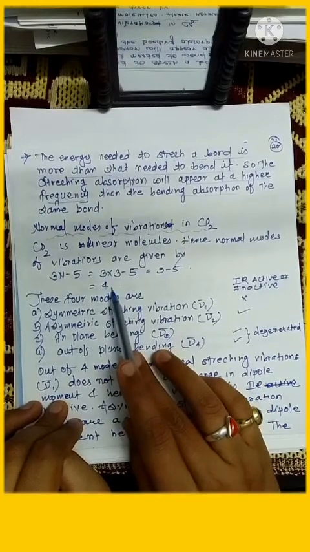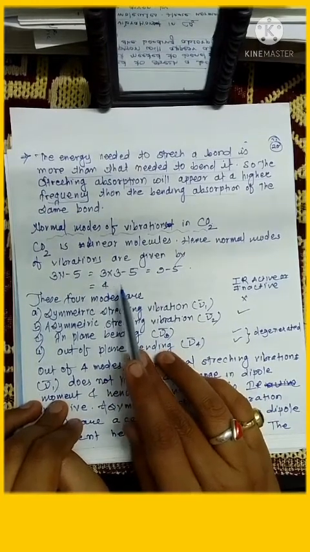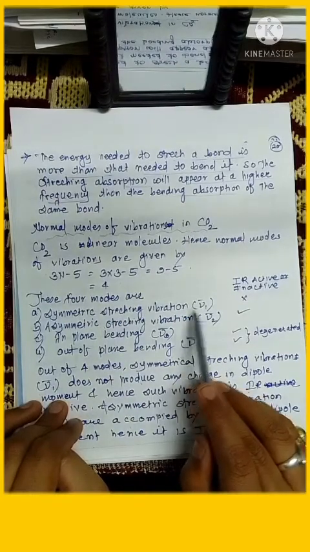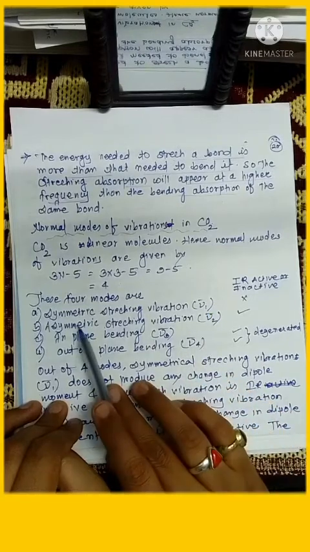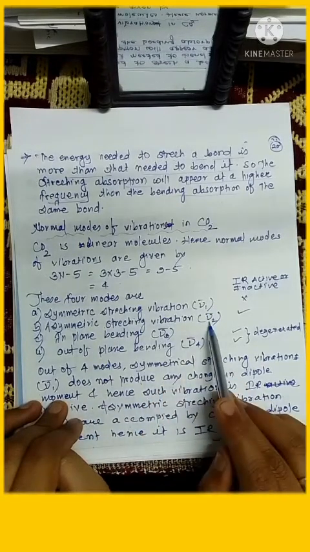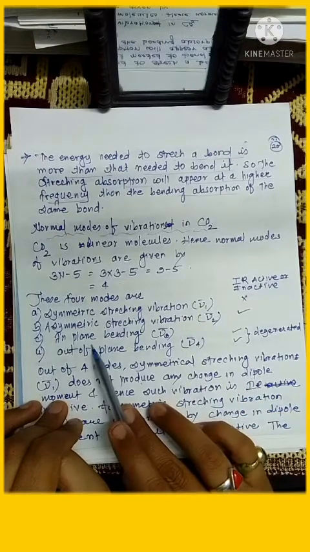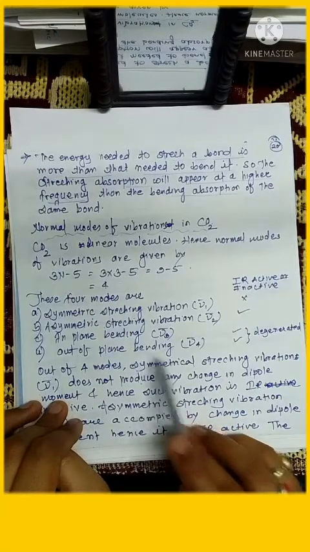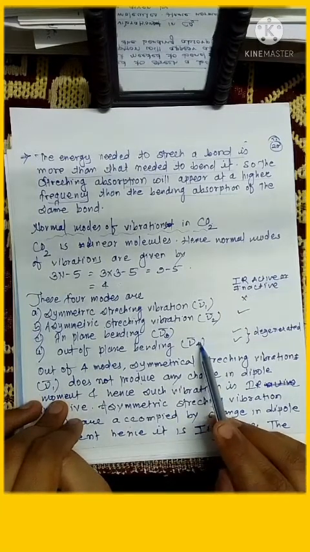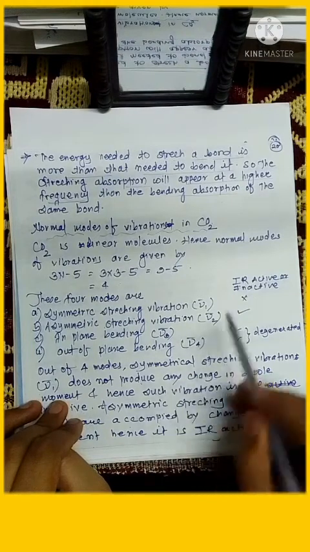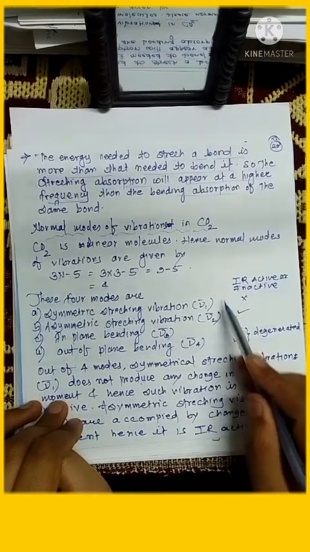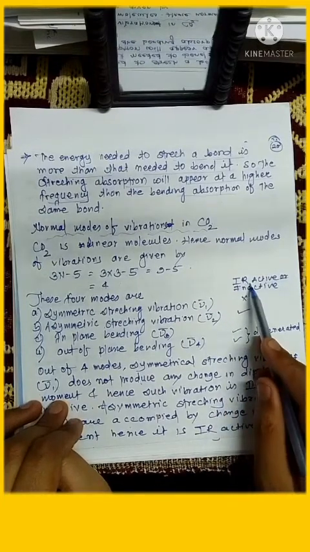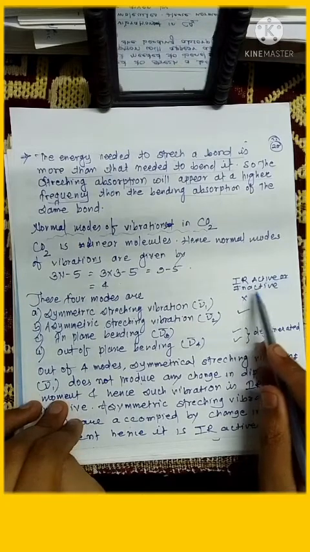So these 4 modes of vibration are classified as symmetric stretching vibration, that is nu bar 1. Second is asymmetric stretching vibration, that is nu bar 2. Third is in-plane bending, that is nu bar 3. Fourth is out-of-plane bending, that is nu bar 4. Now out of these 4 vibrations, which are IR active and which are IR inactive?